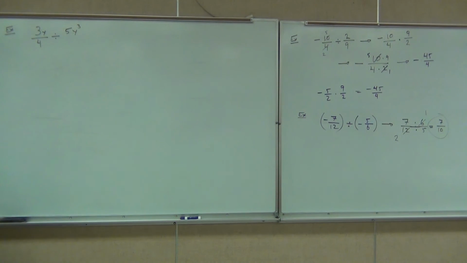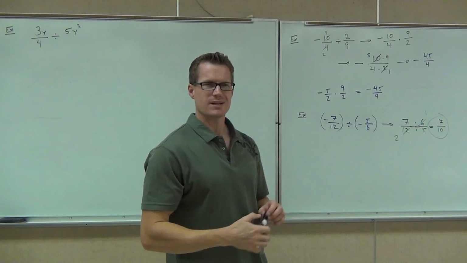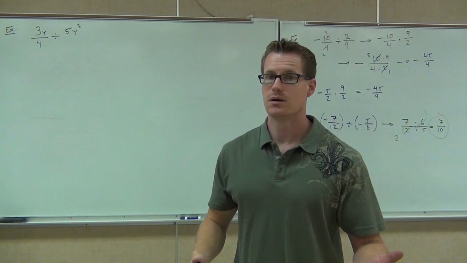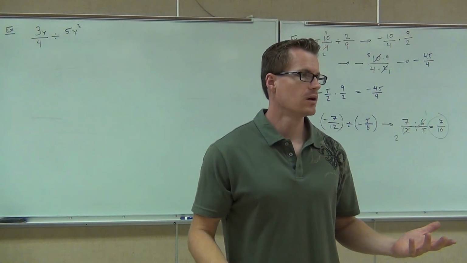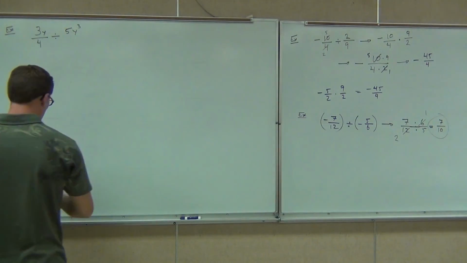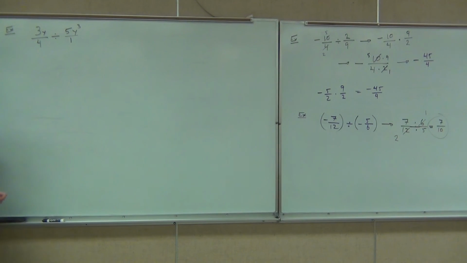All right, 3y over 4 divided by 5y cubed. Thinking, wait a second, we don't even have a fraction. Oh, there is. I can change anything into a fraction if I want to. So if I have 5y to the third, we'll just put this over 1, and get yourself a built-in fraction.